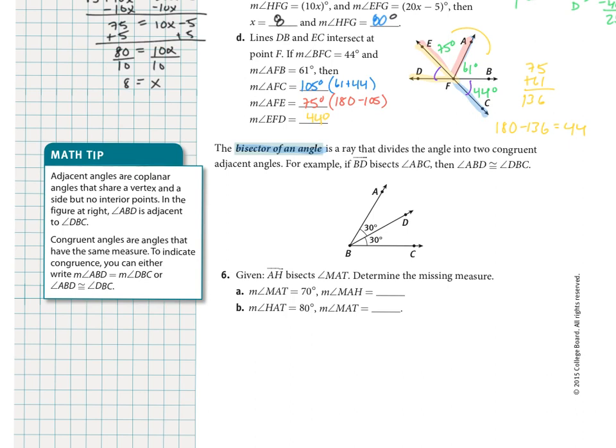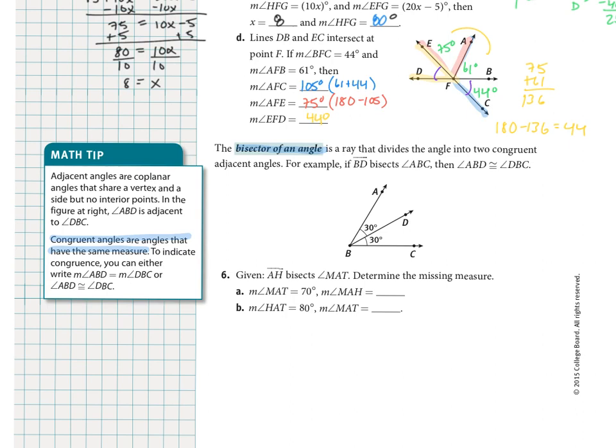Congruent angles are angles that have the same measure. We just learned about congruent segments yesterday. Now we're going to be focusing on congruent angles. To indicate congruence, you can either write the measure of angle ABD is equal to the measure of DBC, or you could say angle ABD is congruent to angle DBC. Either way it works. We're going to get lots of practice at it over the next couple of days.